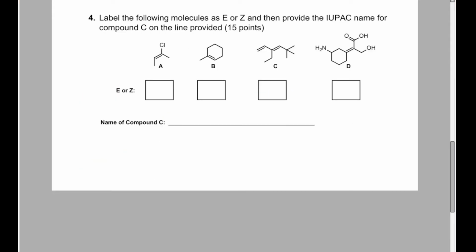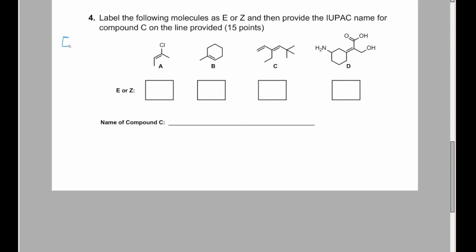4. Label the following molecules as E or Z, and then provide the IUPAC name for compound C on the line provided. So for this problem, we're asked to assign the E and Z configurations, which applies to alkenes. And basically, E means that the higher priority groups are on opposite sides, or diagonal from each other across the alkene. And then Z corresponds to the same side. So they would be on the same side of the alkene.